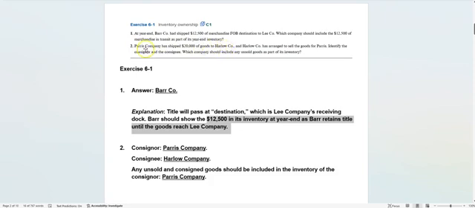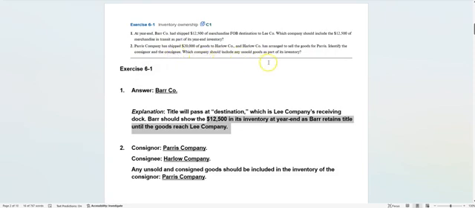Paris is the consignor. They are assigning the inventory to Harlow, who is the consignee. They're physically possessing the inventory, but they do not own it. The consignor is the owner. They still own the inventory. Paris still owns the inventory, even though Harlow, the consignee, has physical possession.